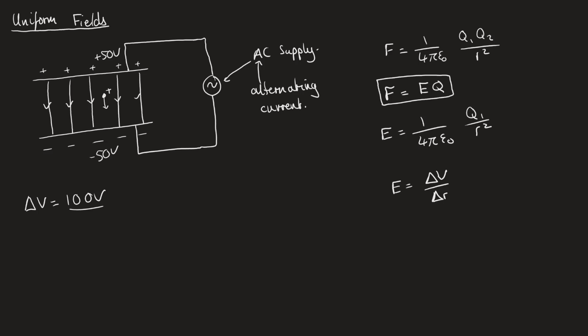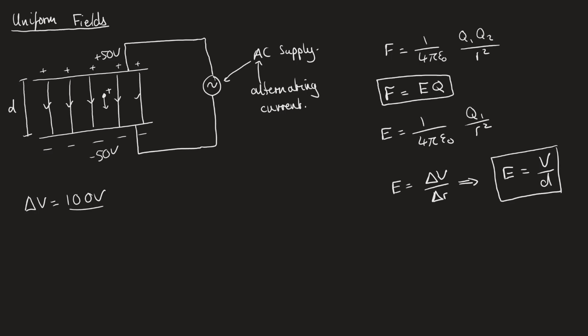We've said already that we have a delta V of 100 volts, and we'll actually have the distance between these as D, which will then mean we could actually define a uniform field electric field strength as being V over D. Okay, and this is what we do. We say that the electric field strength is V over D. Now, V is going to be consistent the whole time. You're still going to have the same potential difference across this. And D is also going to be consistent. These plates aren't going to move together.